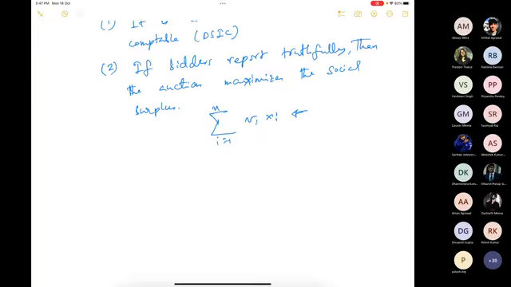And what is xi? Yes, xi is the allocation vector. xi is 1 if i wins and 0 otherwise. So if i wins and gets the item, then the value of xi is 1, otherwise it is 0.